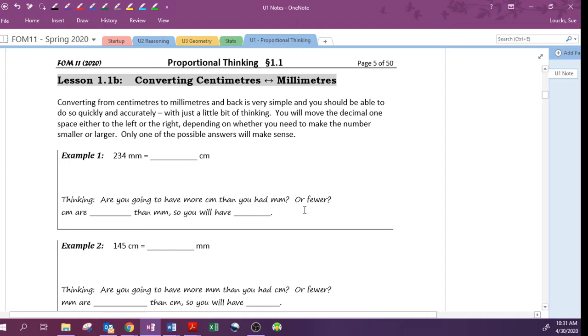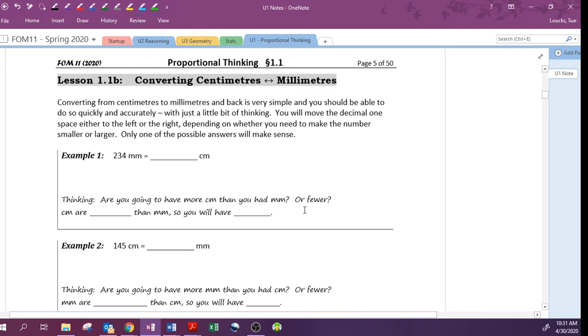Okay, welcome back. The next thing for us to learn is how to convert units. There's some conversions that you should be able to do just off the top of your head, specifically converting from centimeters to millimeters. There's a couple of ways you can do it. You can memorize stuff, but I'm not a fan of memorization. I'm a fan of making sense out of things. So you'll see this later on, but when you move from centimeters to millimeters, you're moving the decimal 1 space either to the left or the right.